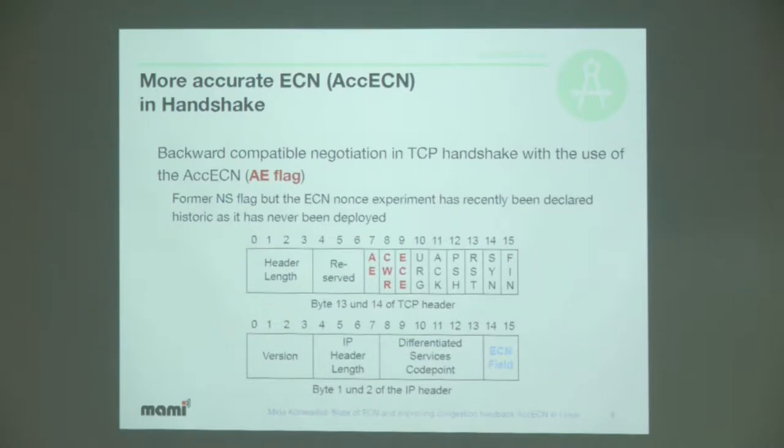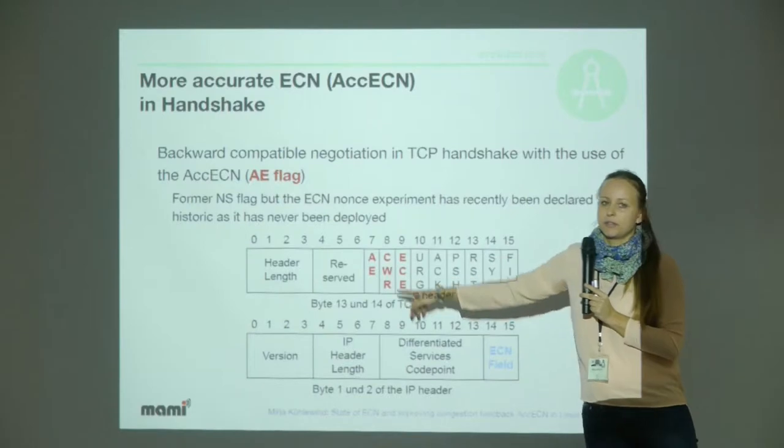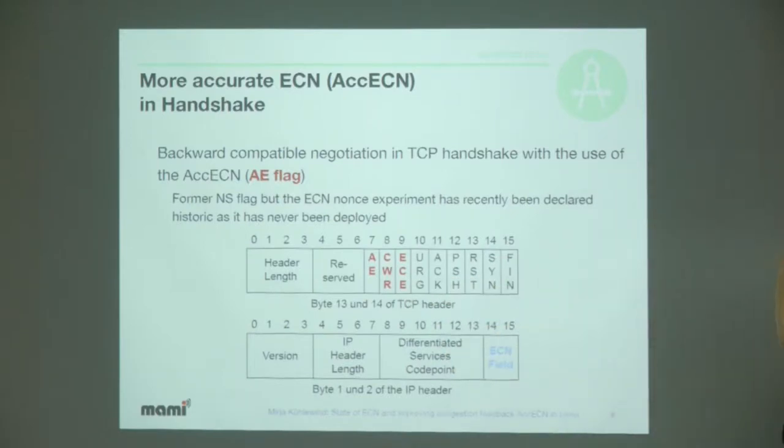So with accurate ECN, we actually use an additional flag in the TCP header. If you have watched out, this was previously called NS. That was already used for ECN, for the ECN nonce. However, the ECN nonce extension was never really deployed and is now deprecated. So we basically just reuse this bit for a different purpose here, and we use it to negotiate accurate ECN in a backward compatible way in the handshake.